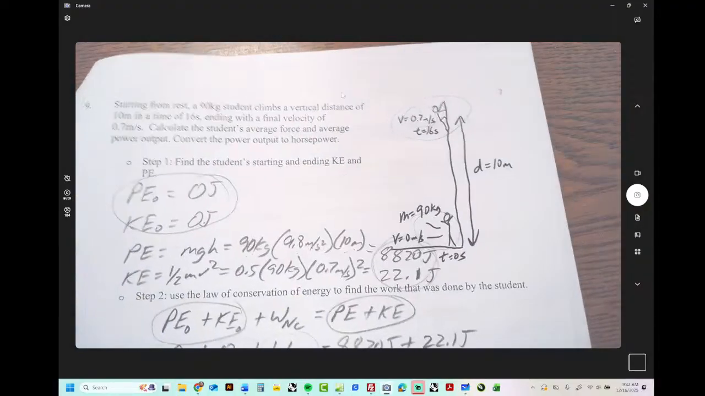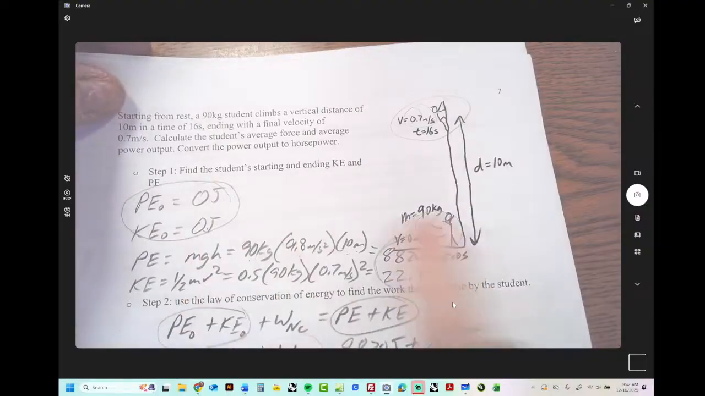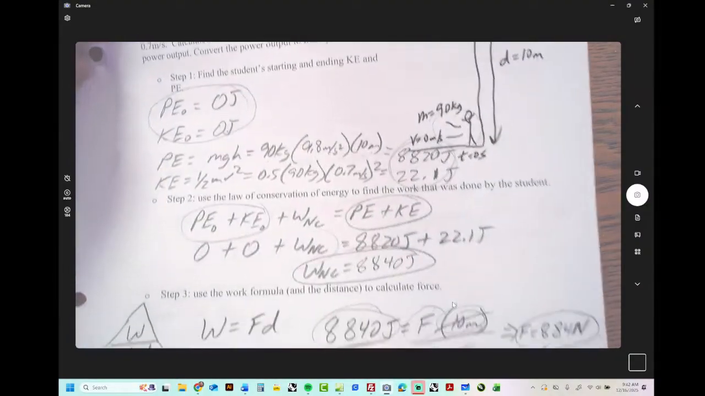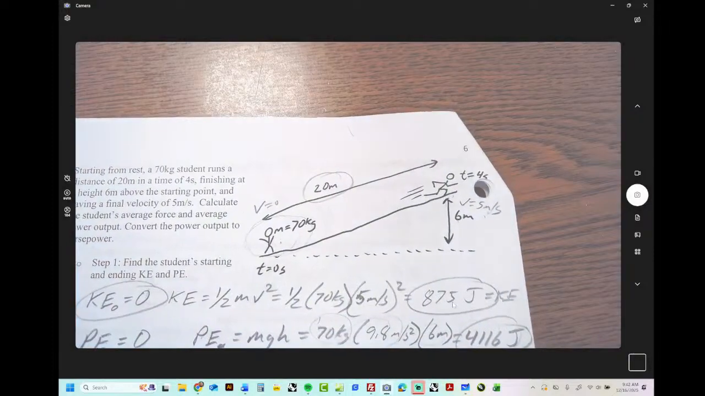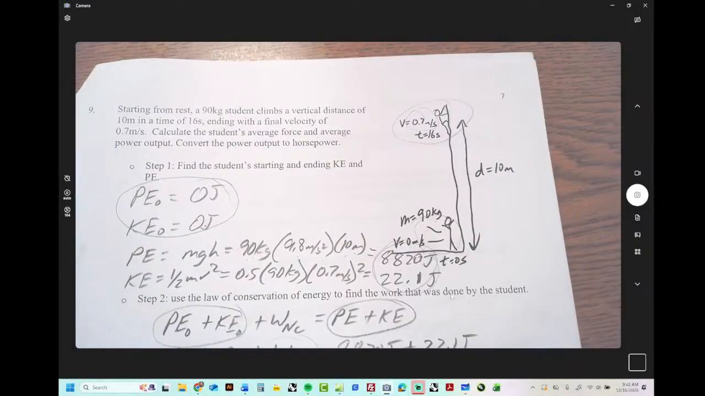So expect a quiz next class over something just like one of these. You'll have steps 1, 2, 3, and 4, but not 5. You don't have to convert to horsepower. Actually, I might make that a little bonus point. So do you want to do one more practice or just call it good? Another one?